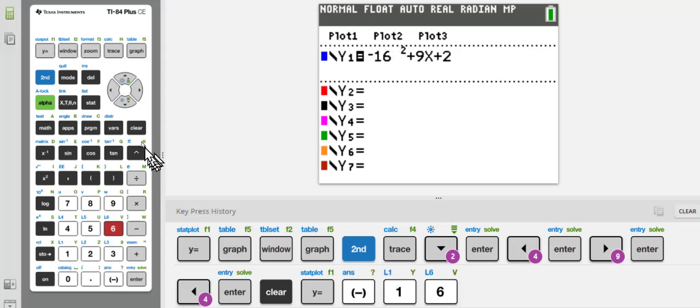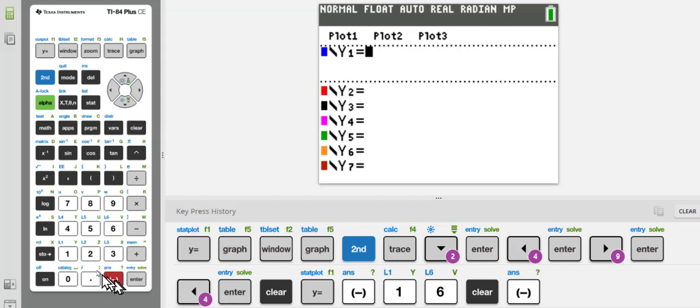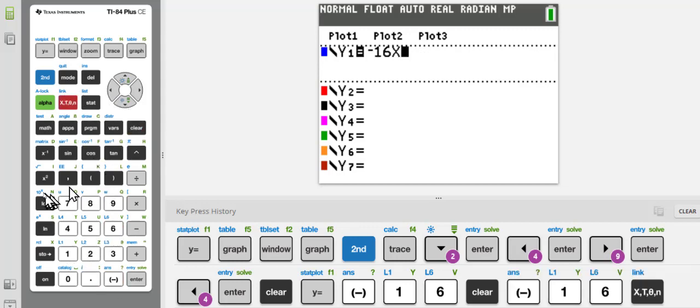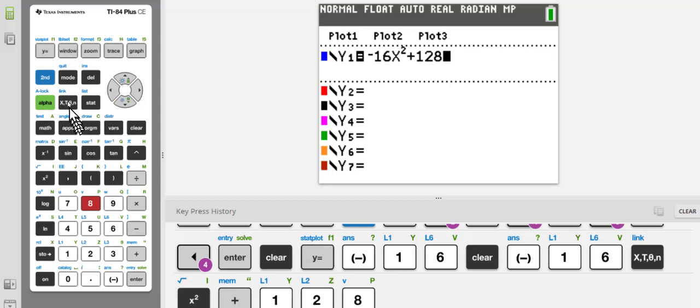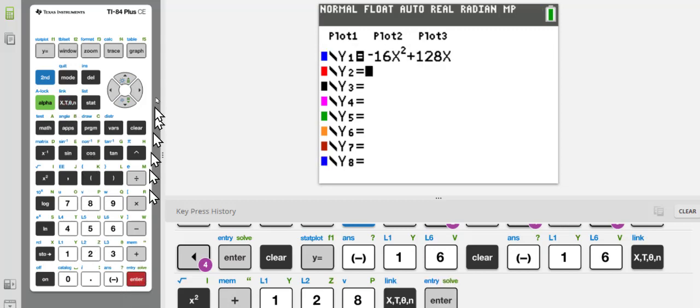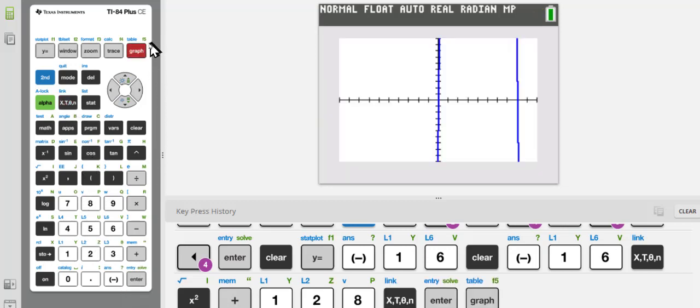Negative 16, I'm just going to use x. It's just a variable, right? It doesn't matter what letter you use. You could use a smiley face. Plus 128 is our function. Let's go ahead and graph that.